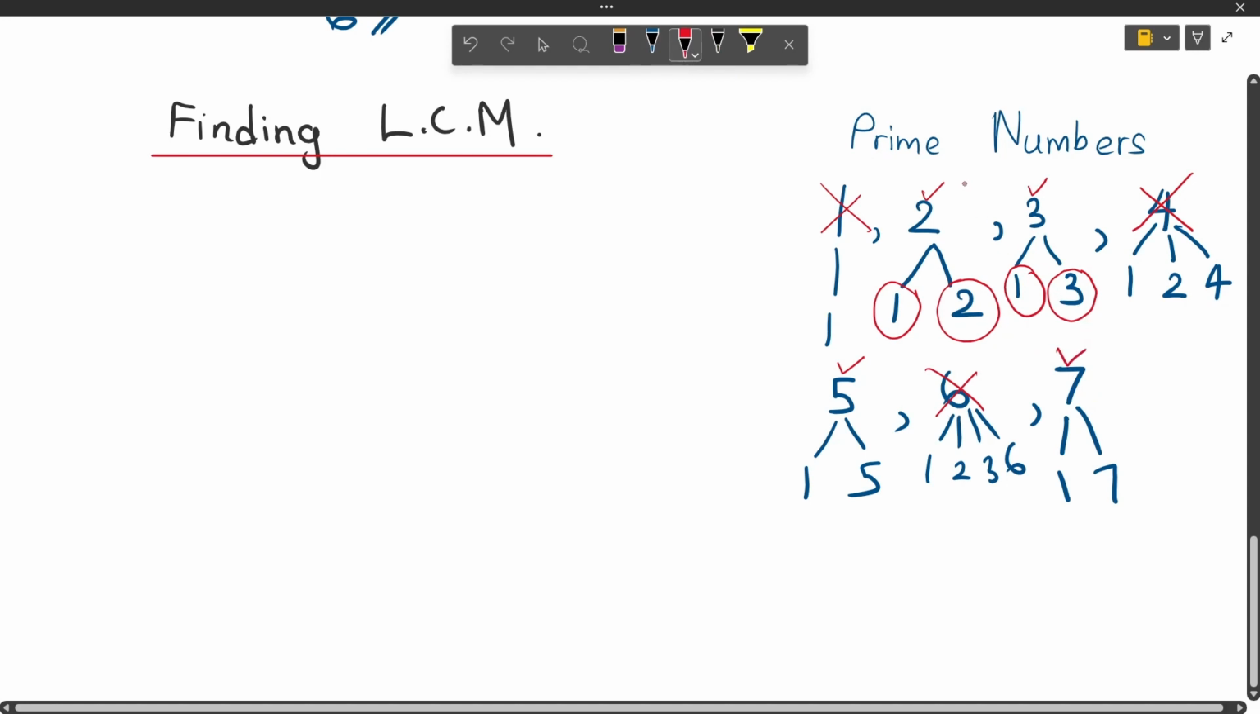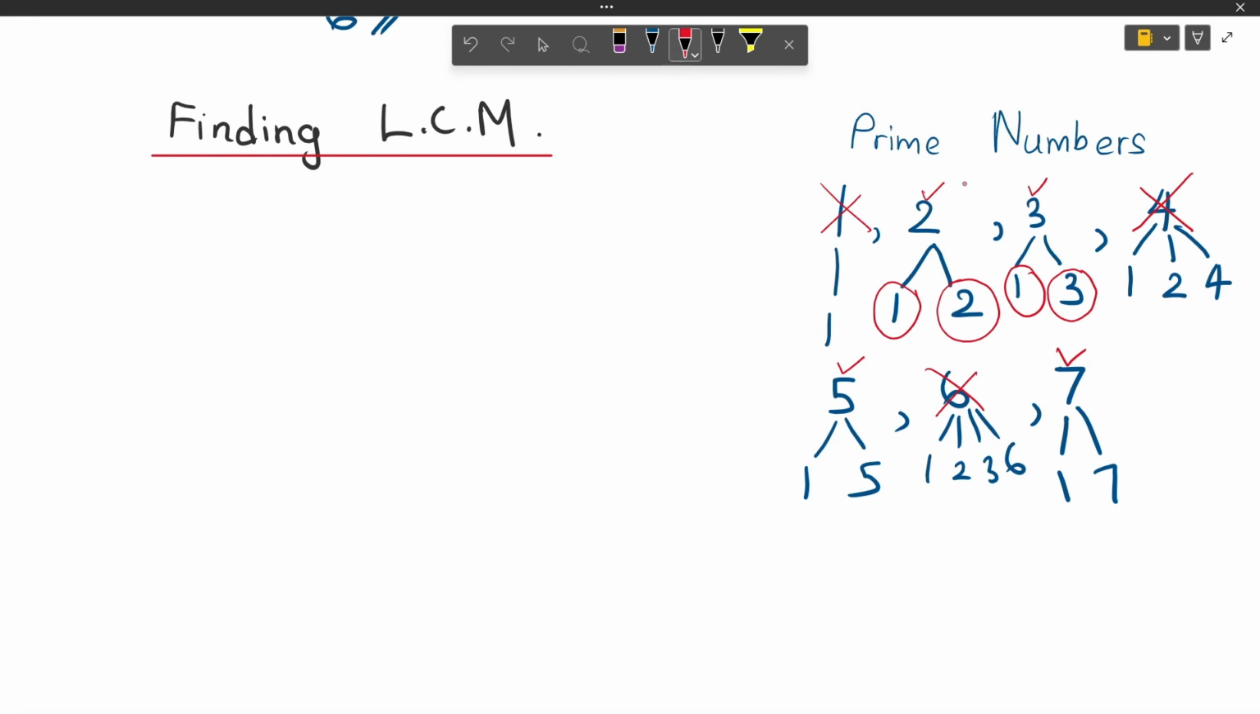Now we can go to the method that we use to find the LCM. Let's take 3 numbers: 10, 15 and 30. We are now going to find the LCM, the lowest common multiple. Okay, we draw a line like this. Then we take the lowest prime number and write it here. The lowest prime number is 2.